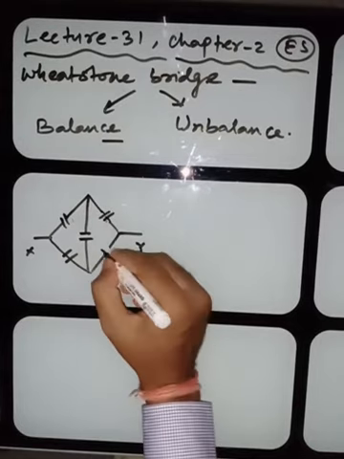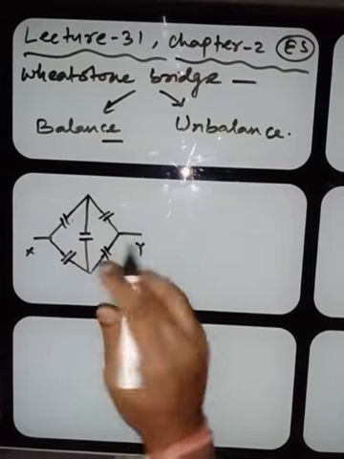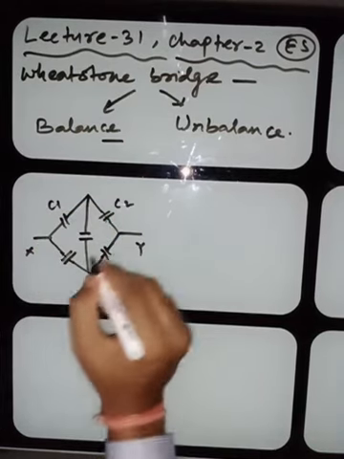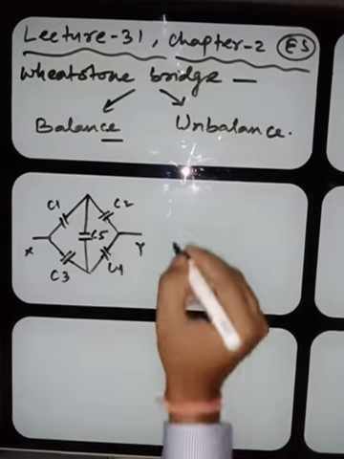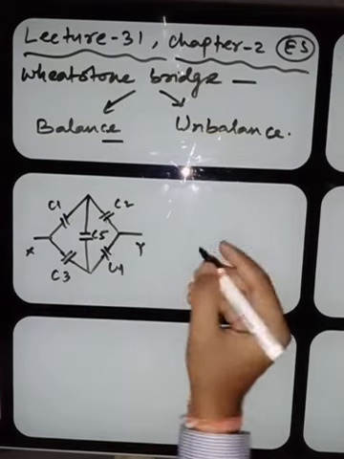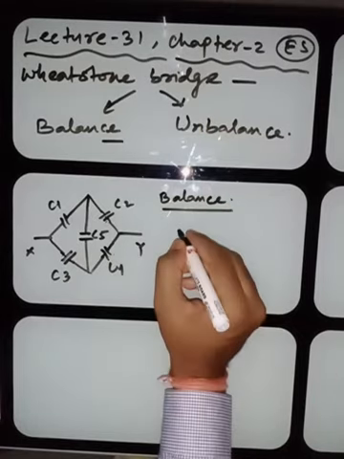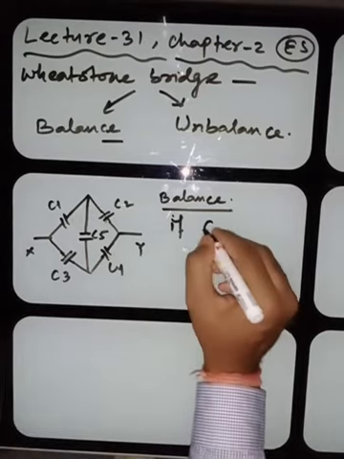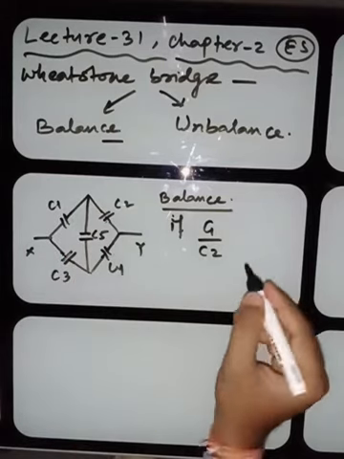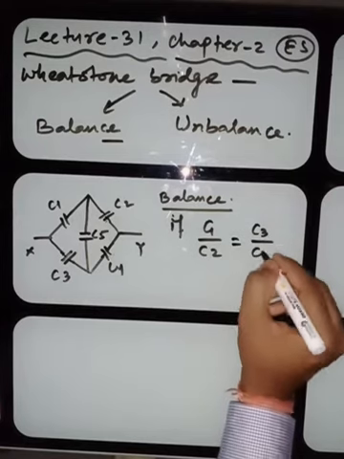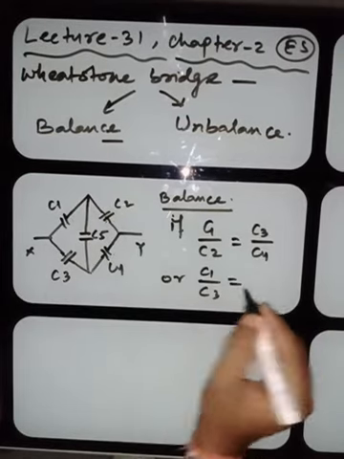Now, my dear student, we will study the condition of balanced Wheatstone bridge in the next chapter. Here the two terminals. Suppose these are capacitors C1, C2, C3, and C4, and this is C5. So balance and unbalance condition. For the balance, I'm telling you the condition. Remember, if C1 by C2 is equal to C3 by C4, or C1 by C3 is equal to C2 by C4.